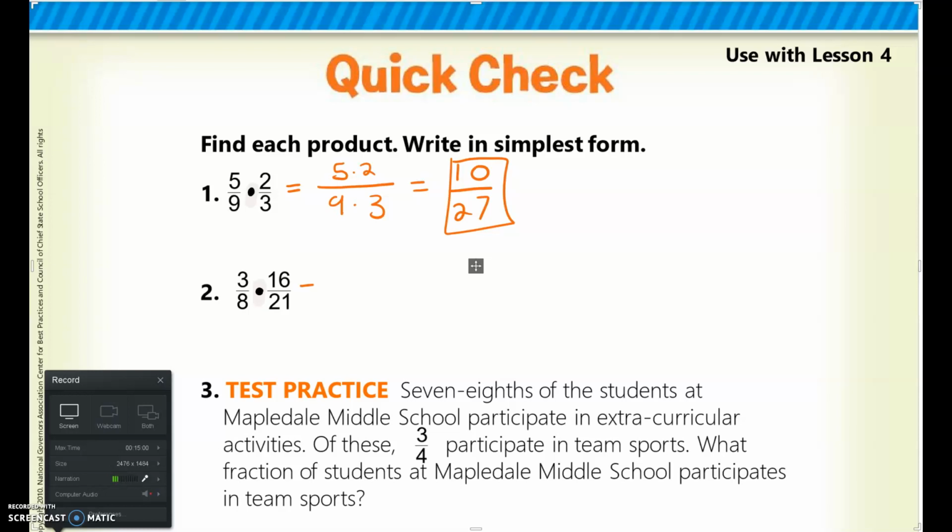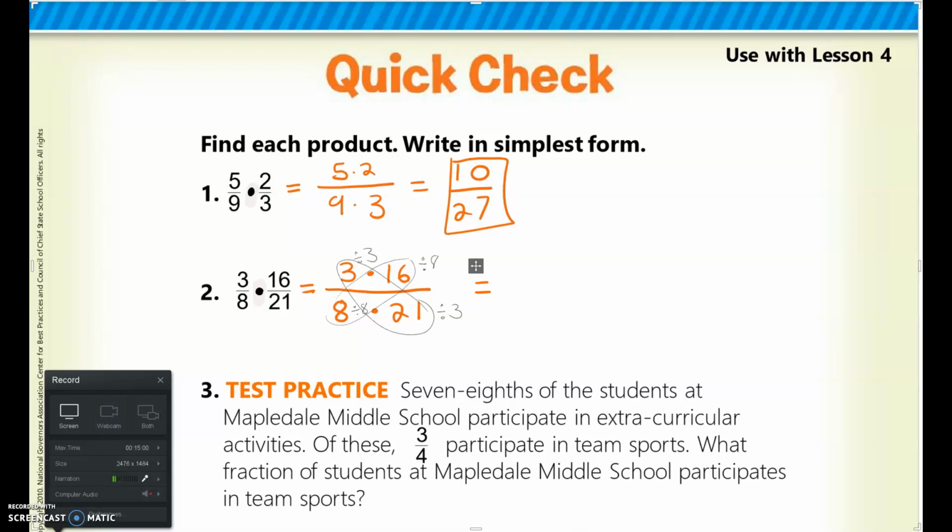Next one, now these are a little bit bigger numbers, and this is where we can do that simplification first. So what we'd be doing is 3 times 16 on the top and 8 times 21 on the bottom. But we can look for common factors on the top and bottom and see if we can simplify. So you might notice 8 and 16 have a common factor of 8. So I'm going to divide out an 8 from both those. And also, 3 and 21 have a common factor of 3, so I'm going to divide out 3 before we even multiply.